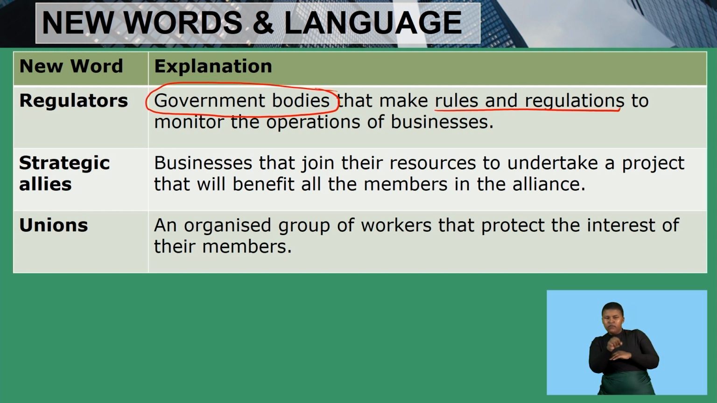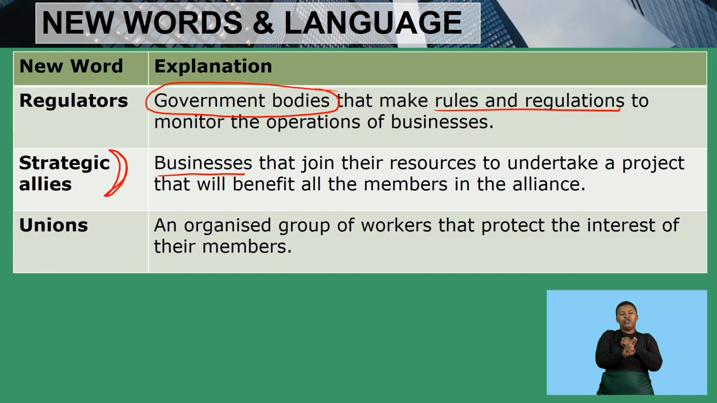Then our next one is strategic allies, and these normally are two businesses. And what these businesses do is they work on a certain project, and this project will then advantage them both. So they will both get competitive advantage and marketing from this project. So just for a specific project, they work together, and then we refer to them as strategic allies. Our last word you should be familiar with is unions. Unions is then a group of workers that protect the interest of their members. So those are our new words for this lesson.